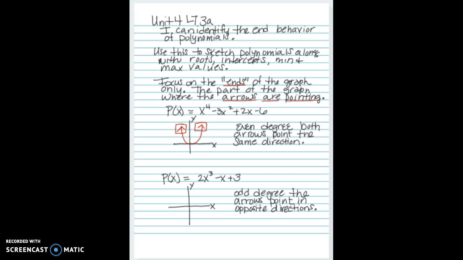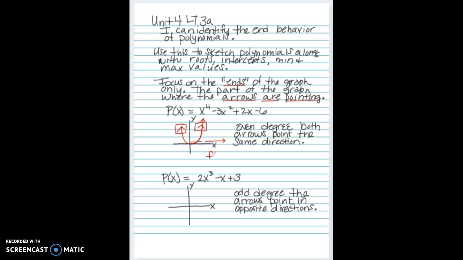One of the things we need to remember is that if the degree is even, and in this case we have a degree of 4, which is an even number, then both of the arrows will point in the same direction. So what we're asking ourselves is fairly straightforward. As I move along the x-axis in a positive direction, where is my function headed? Where is the y headed? In this problem, the y is headed in a positive direction, and it continues on forever, to positive infinity.